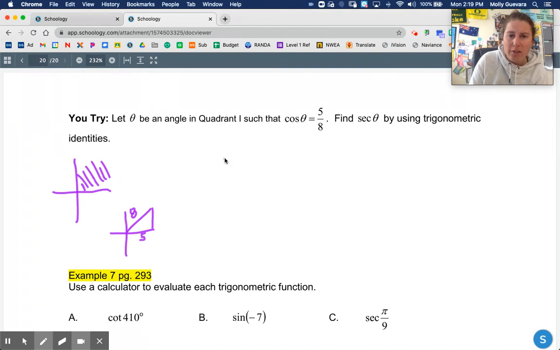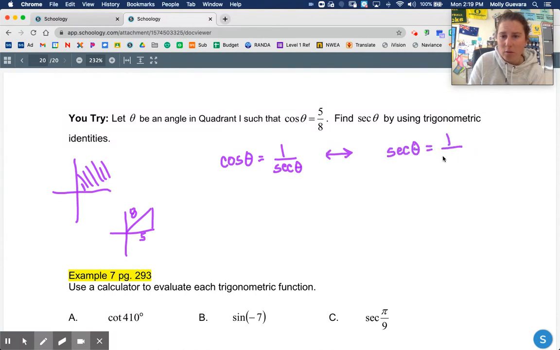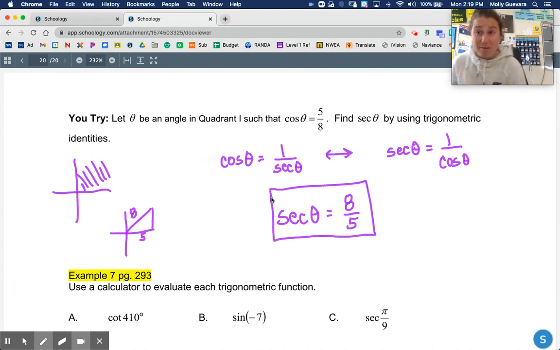Well, I don't know about you, but I know that cosine of theta is 1 over secant of theta. Or vice versa, secant of theta is equal to 1 over cosine of theta. They're reciprocals of each other. So if cosine of theta is 5/8, then secant of theta is the reciprocal, which is just 8/5. And I don't have to do any extra work there. But even if you did, you should have still gotten 8/5.